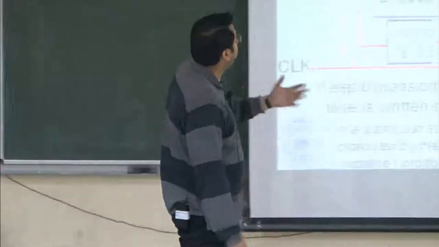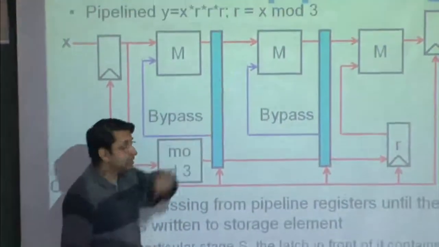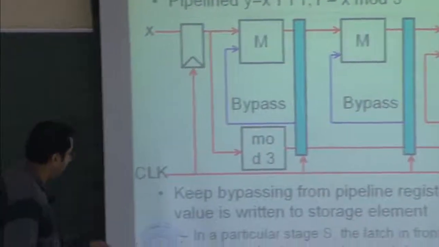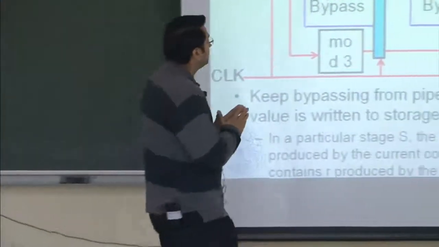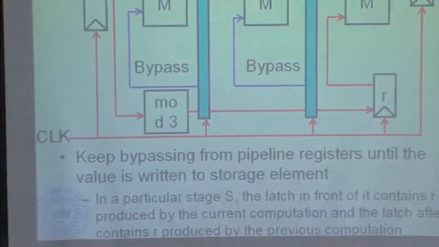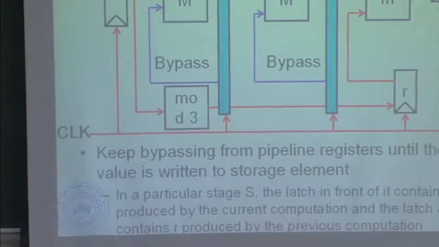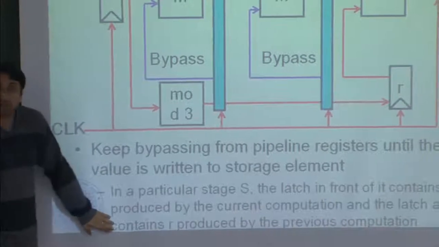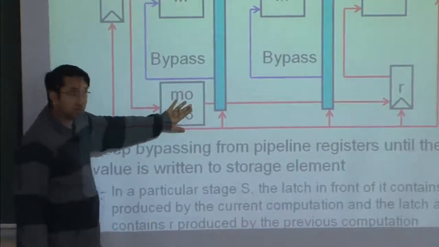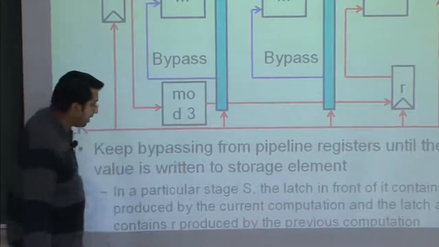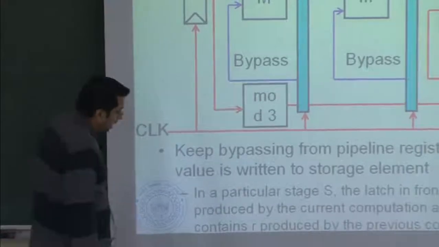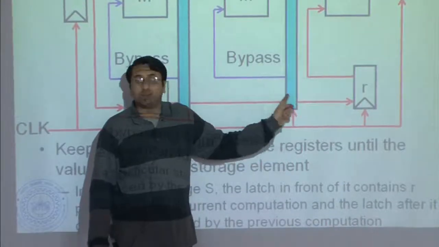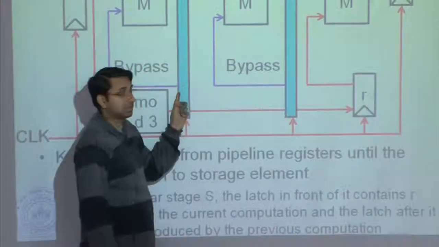And if I want to change the computation further, suppose I want x times r cube, I'll have to keep on bypassing until it ends up in a storage element. So if you look at a particular stage S, let's say this one, it is demarcated by two latches on two sides from the remaining pipeline. The latch in front of it, that is this one, contains r produced by the current computation. The current value of x will produce an r, which will get latched here. And the latch after it contains r produced by the previous computation. This one contains the r computed by the previous one, and this is what I want. That's why I'm taking the bypass from this latch as opposed to this latch.